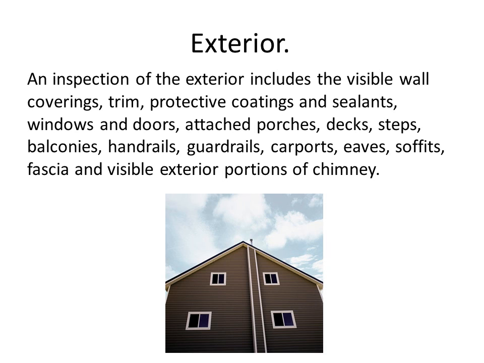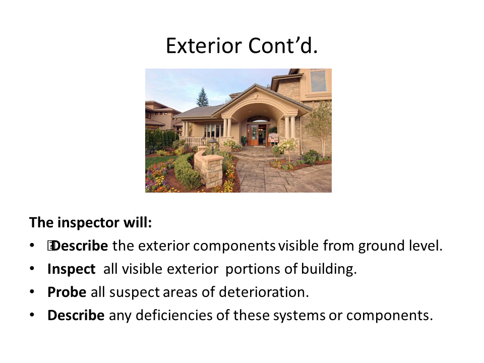An inspection of the exterior includes the visible wall coverings, trim, protective coverings and sealants, windows and doors, attached porches, decks, steps, balconies, handrails, guardrails, carports, eaves, soffits, fascia, and visible exterior portions of the chimney. The inspector will describe the exterior components visible from ground level, inspect all visible exterior portions of the building, probe suspect areas of deterioration, and describe any deficiencies of these systems or components.